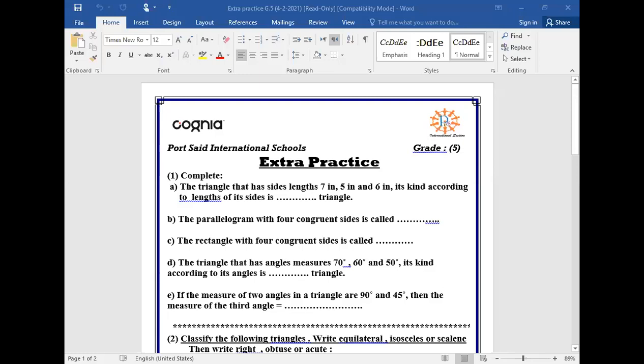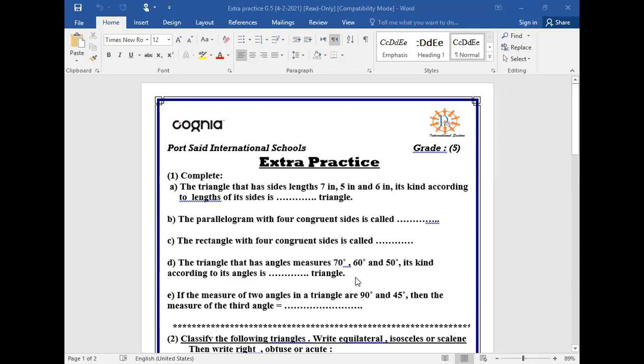Okay, شباب. Before we start our extra practice today, I want to revise what we explained this week. This week we learned how we can classify the triangle. We said we have two cases in classifying triangles. The first case according to measure of its angles, and we said we have three kinds.